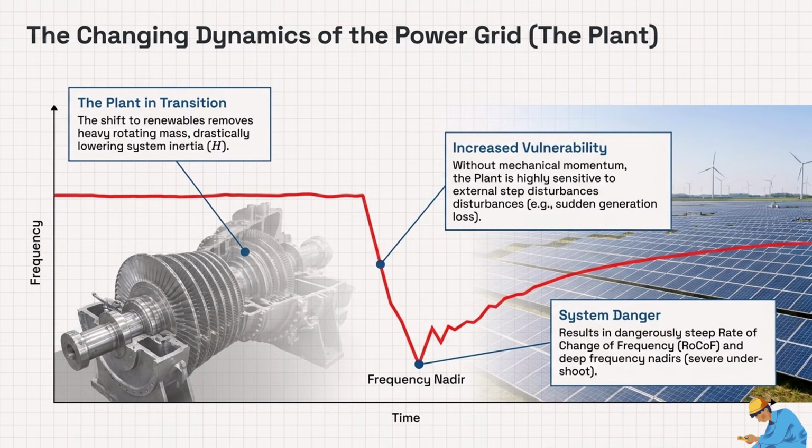Without inertia, the grid frequency drops dangerously fast. This is a high rate of change of frequency, or ROCOF. If it drops too low, hitting a deep frequency nadir, the entire grid can collapse. We desperately need a fast-acting controller to fix that.